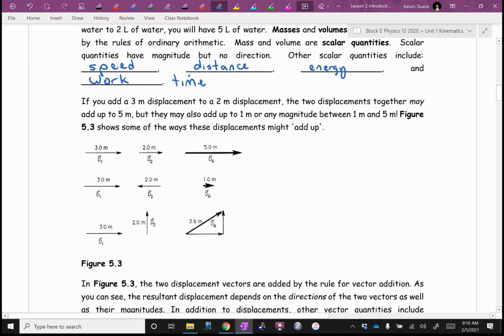If you add a 3-meter displacement to a 2-meter displacement, the two displacements together, they may add up to 5, like this. But they could add up to 1, 3 forward, 2 back, or they can add up to anything in between. This adds up to 3.6.